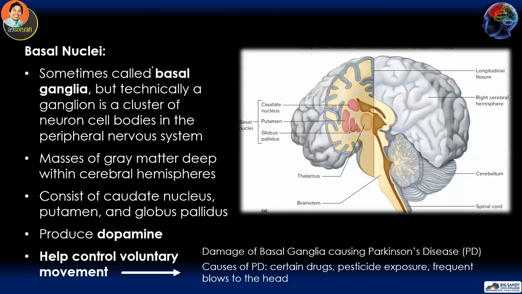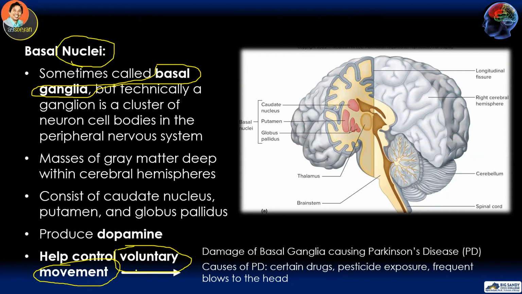There is a special area of the cerebrum called the basal ganglia. This one controls the voluntary movement of our skeletal muscle. So it's not only the precentral gyrus, but there is also some control coming from the basal ganglia, or basal nuclei, that controls the voluntary functions of our skeletal muscle.